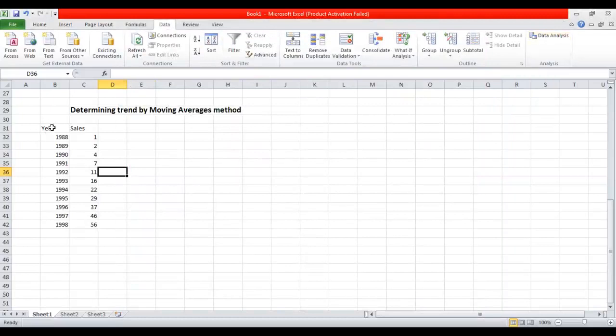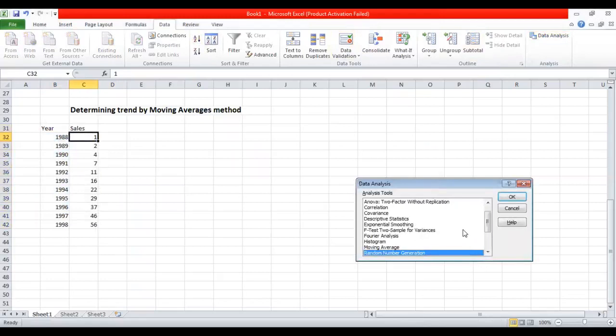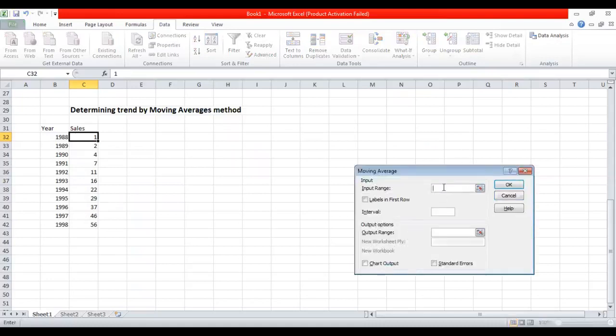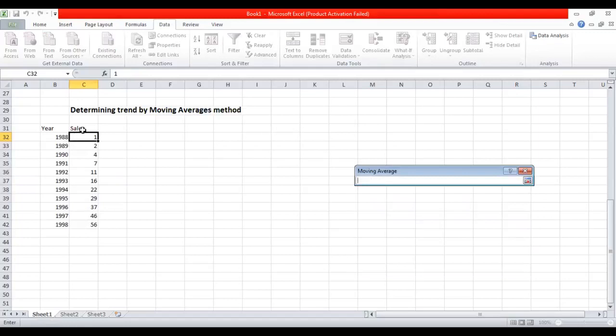So now select the given data, or you can directly select here also. From the data analysis, I have to find the moving averages. So select the moving average, then input your range. What does the range mean? For which values you have to calculate the moving values. So click here and select your values. Sales values, for this column, I have to find the moving average. So select that column.